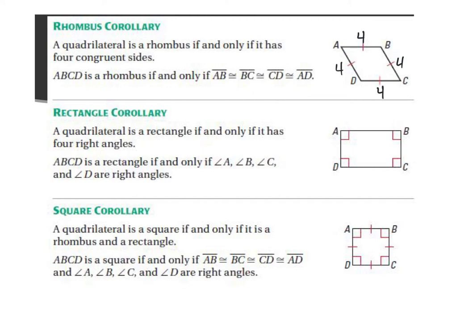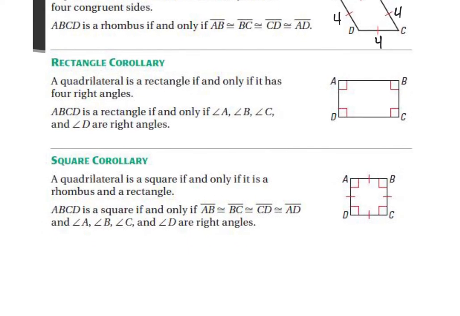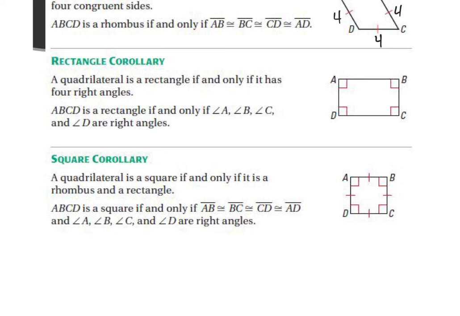Same thing for a rectangle. A quadrilateral is a rectangle if and only if it has 4 right angles. So if all of the angles are 90 degrees, then we've got a rectangle. ABCD is a rectangle if and only if angles A, B, C, and D are right angles. That means they're all congruent, they're all equal to 90 degrees. And the last one, the square corollary. A quadrilateral is a square if and only if it is a rhombus and a rectangle. So it has to fall under both categories. All congruent sides, all congruent angles.